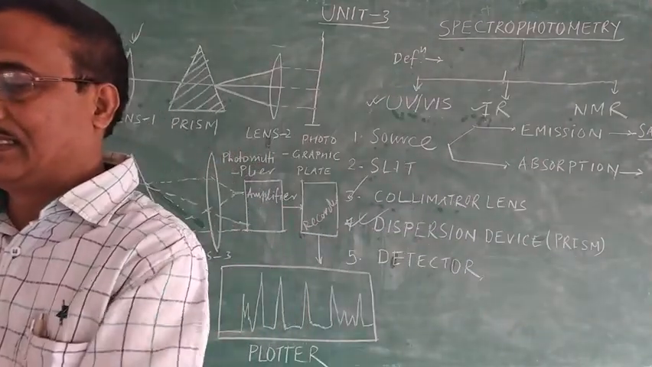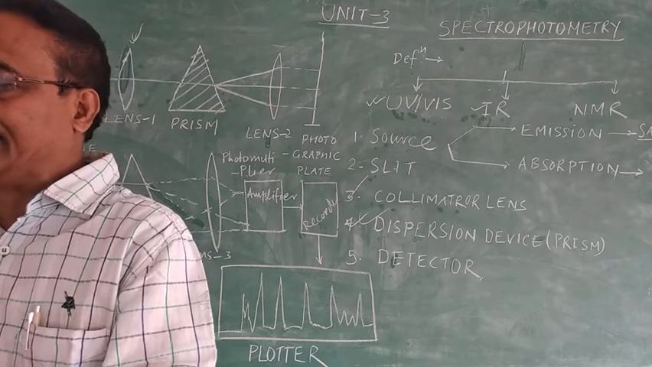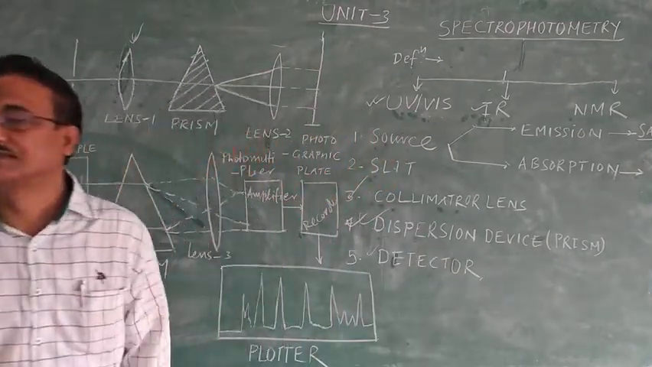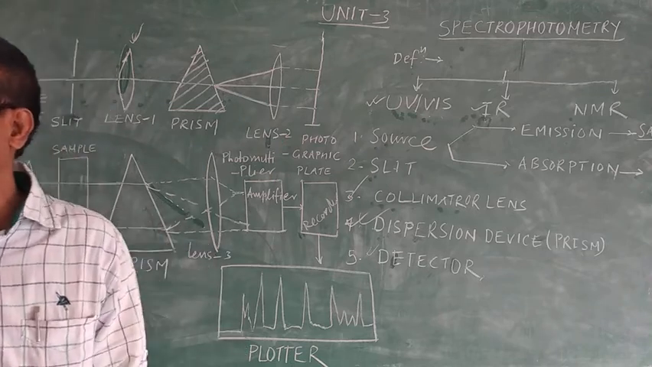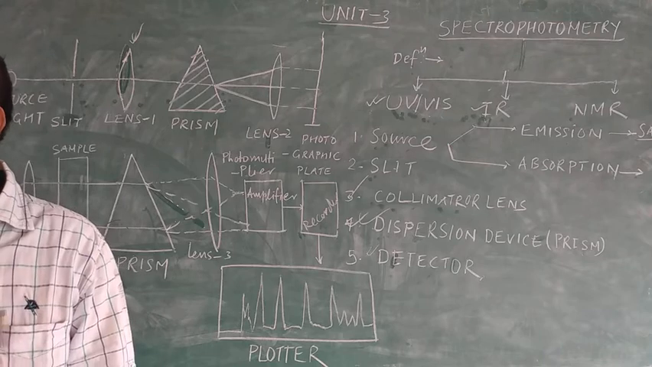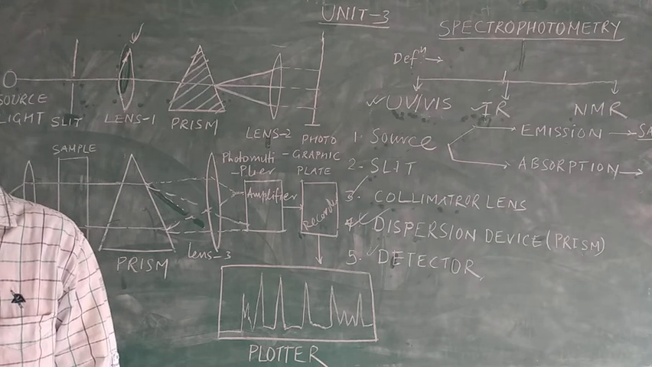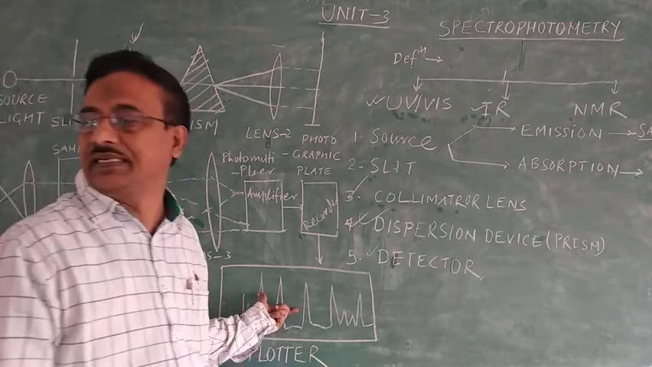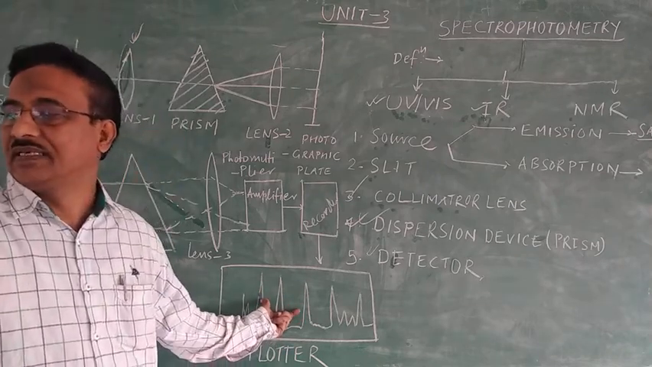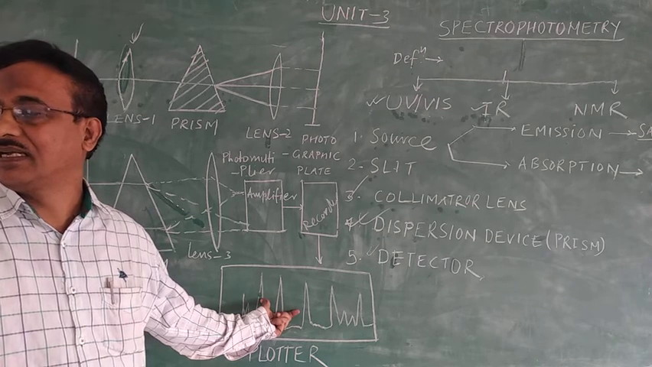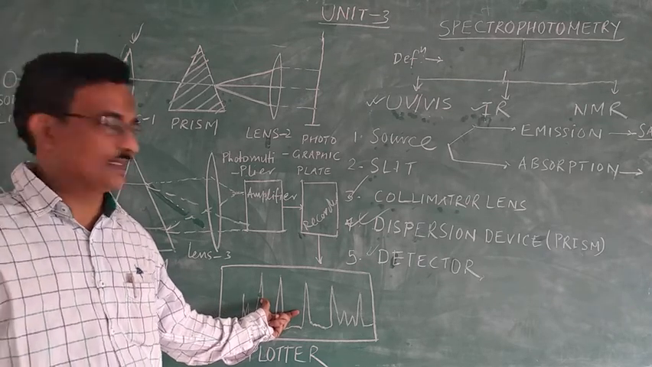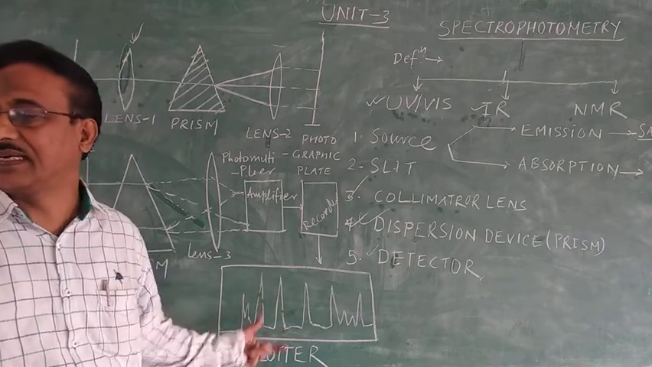Next, come to the detector. What is detector? This is the detector. Here, the electric current is recorded by a self-recording device. This is the recorder. So the recorder, a self-recording device, is known as the detector.